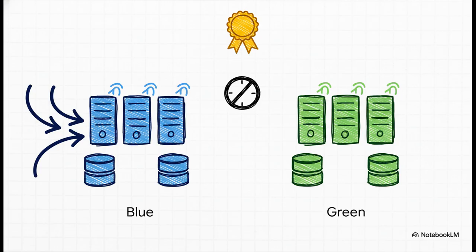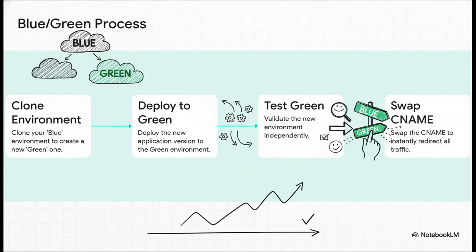I'm talking a whole new version, maybe even a new database schema, with absolutely zero downtime and a chance to test everything first. For that, you use the gold standard, blue/green deployment. The way this works is just genius. You clone your entire existing production environment, that's the blue one, to create a completely separate, identical green one.